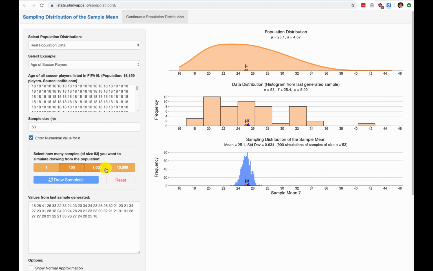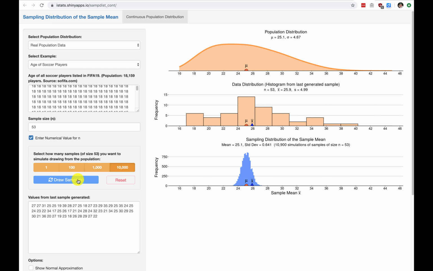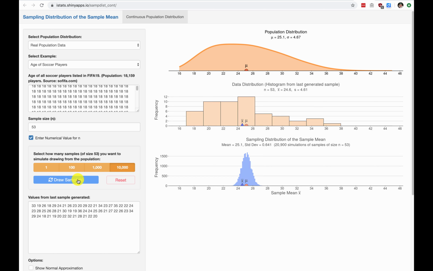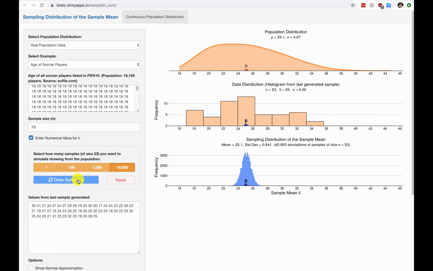And if we want to go really crazy, we could take 10,000 samples, take a few more of those, and you'll see what happens.